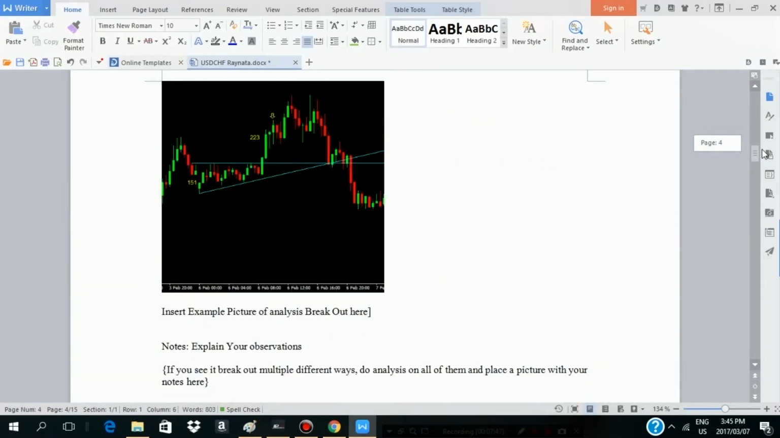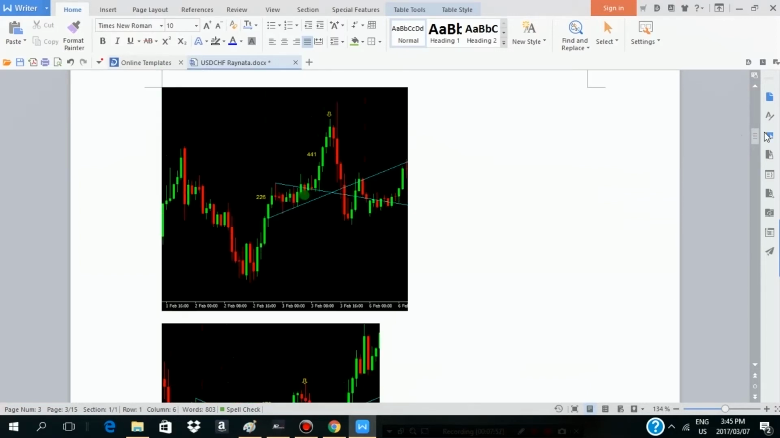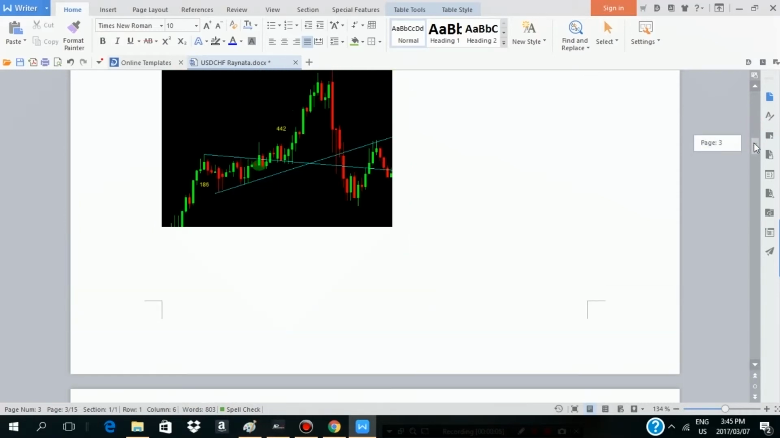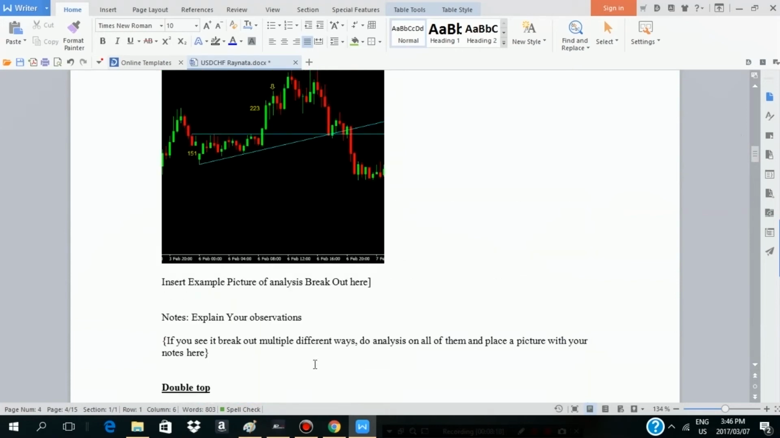So you want to get as many of these pictures as possible for yourself to analyze them. So you want to go through them and just get a gauge of how this currency pair works with each pattern. And write this stuff down. So let's go through that. So triangles on Euro USD. What are my observations? So notes.